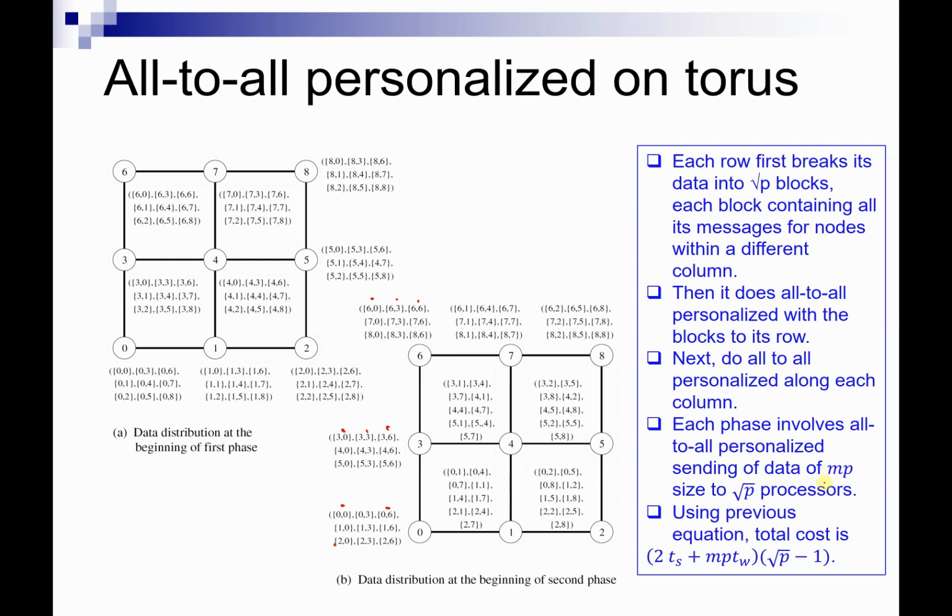Okay, so the amount of data that you're sending, right? When you do the all-to-all personalized on the rows, you're sending m times p amount of data, because you have different messages for each other process. So that's m times p amount of data, and you're sending this to root p processes.